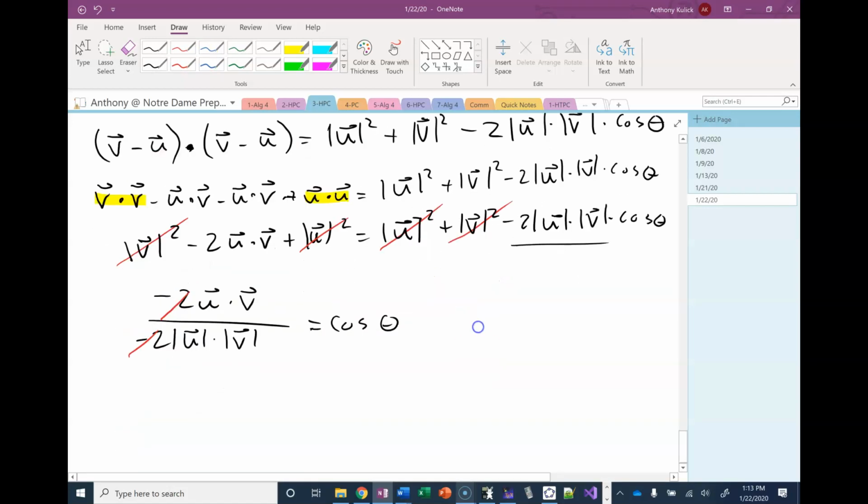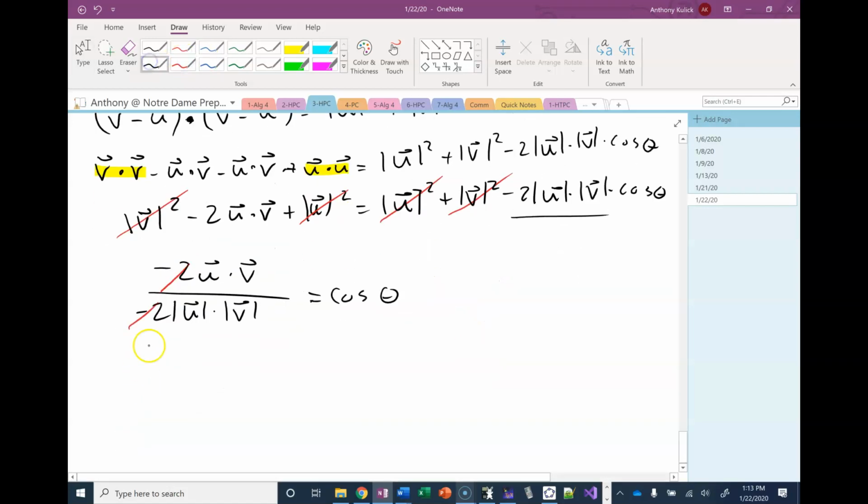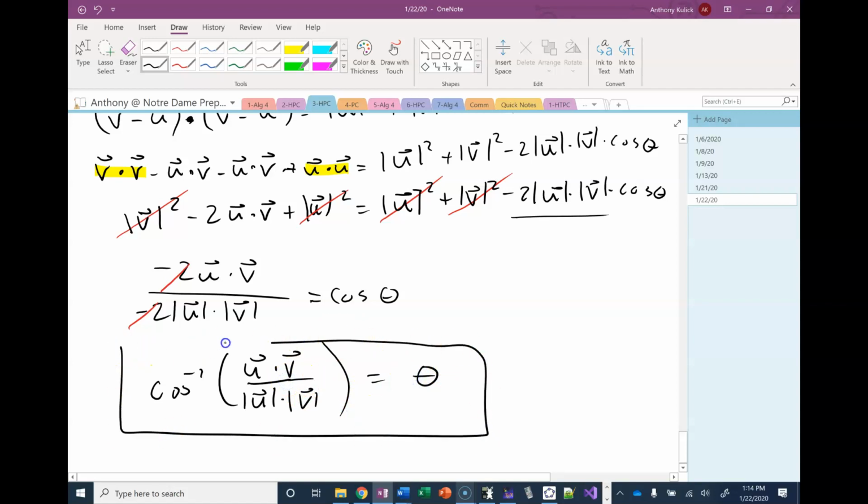And the -2's cancel. And then if we take the cosine inverse of both sides, we're left with a formula now that'll take us directly to the angle between two vectors.